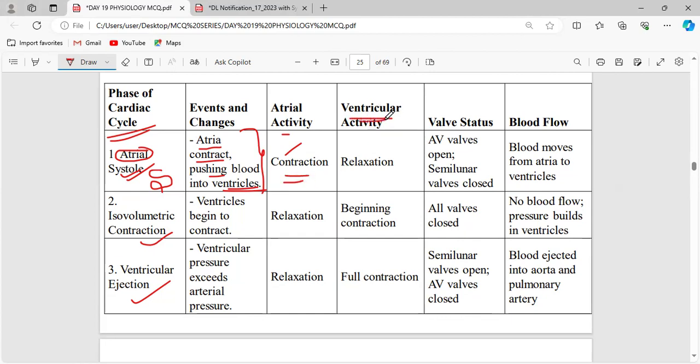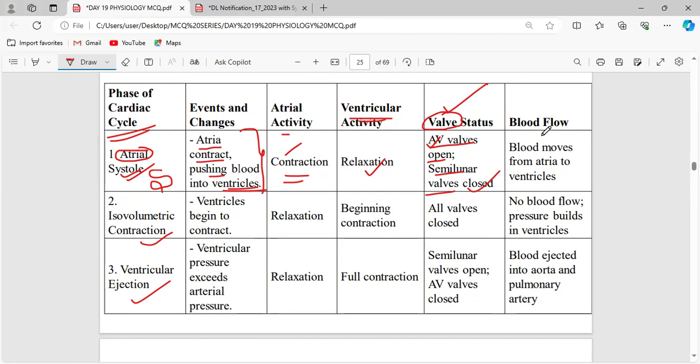Okay, and then what will be the activity of the ventricles? If the atrium is contracted, obviously the ventricle is getting relaxed. Now, what is the valve involved in this particular phase, that is atrial systole? Here, AV valves are getting opened, semilunar valves are getting closed. Atrioventricular valves are opened and semilunar valves are closed.